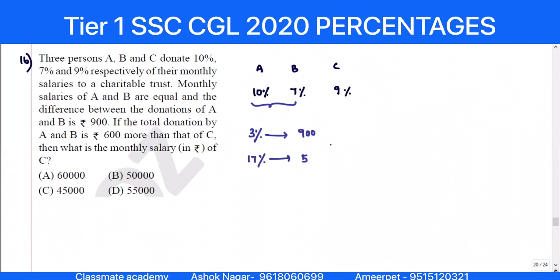3 into 300, 17 into 300 is? Right? I would say this 5100 is how much more than the donation made by C? 600 more, which means the donation made by C is 600 less than the donation made by A and B. 600 less means how much it is? 4,500. Now tell me, 9 ones are. Then what is the monthly salary of C? 50,000.